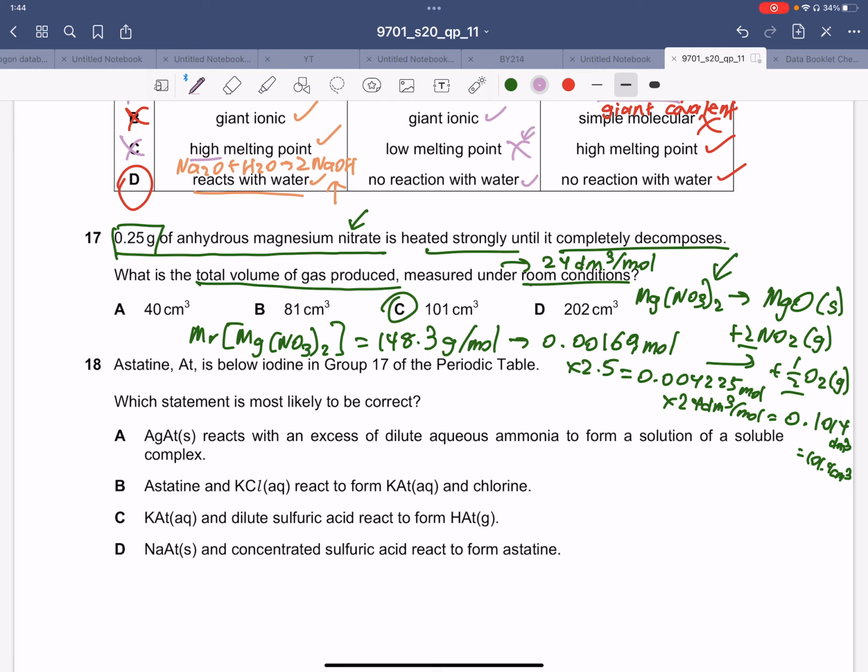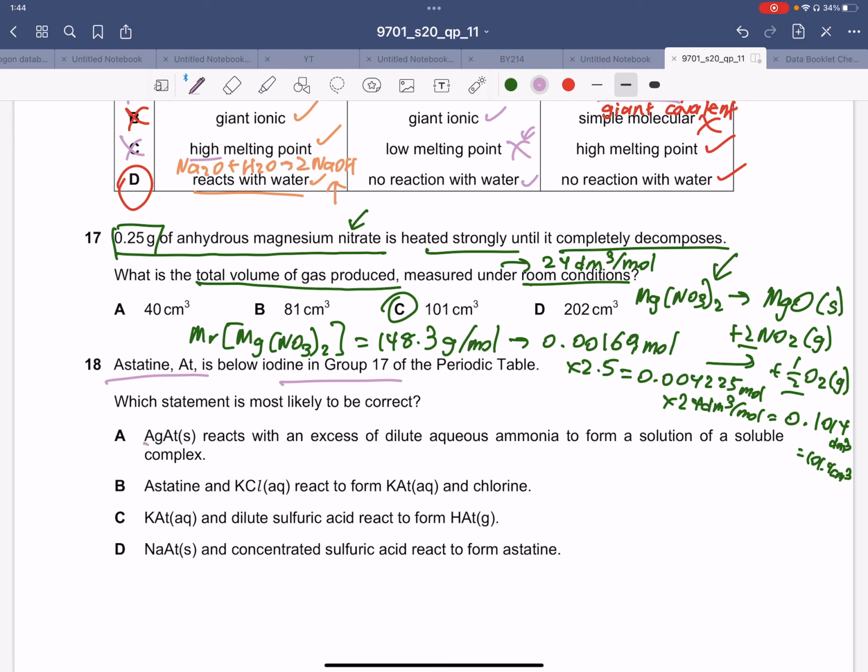As you guys can see, by the way, overall in paper one, a really key topic you should really know is group 2 metals and group 7 halogens as well. Well, group 17. So as you can see in the next question, we're getting yet another group 17 question. Astatine is below iodine in group 17. Okay, this is a halogen question. It's below iodine, so it'll probably share the same properties as iodine, just maybe a bit wonkier. Which statement is most likely correct?